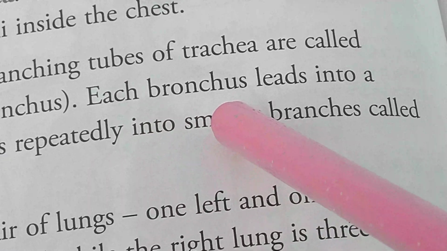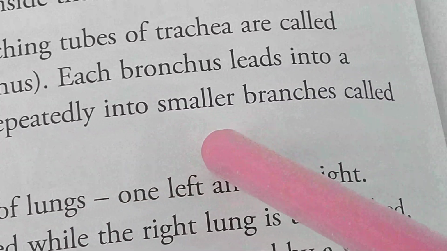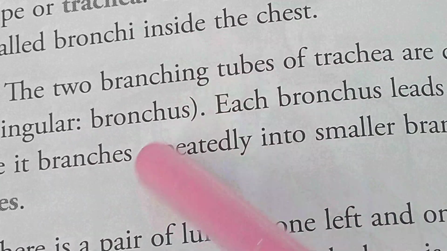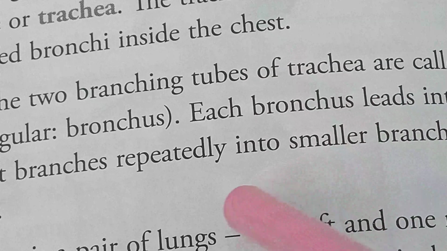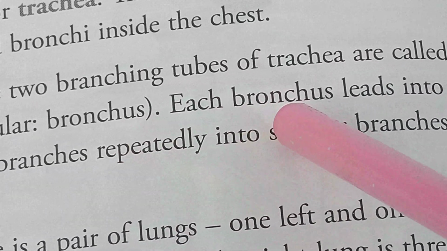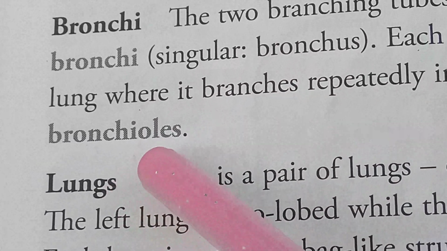Each bronchus leads into the lungs where it branches repeatedly into smaller branches called bronchioles. So trachea दो भाग में डिवाइड होने के बाद डायरेक्टली लंग्स में घुस जाता है जिसके अंदर ये ब्रोंकी जो है further divided into thin branches. These are also known as bronchioles.